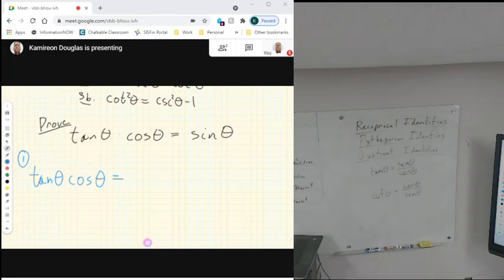So, let's take a look. We start with tangent times cosine. You guys already know the first step. I have to find a way to somehow convert tangent times cosine into something that simplifies into sine.